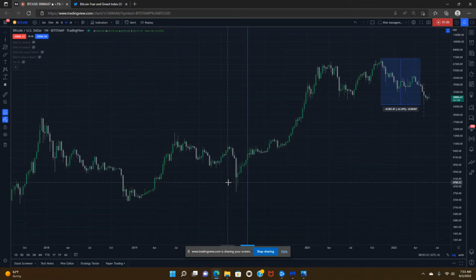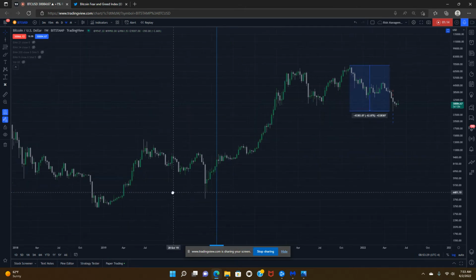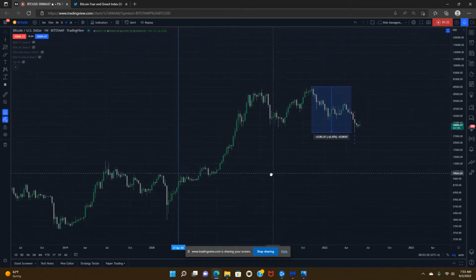Of course, you have two different types of recoveries, right? You see a V-shaped recovery here and a more drawn out one here. These are definitely more painful for holders, but the capitulation event is similar.